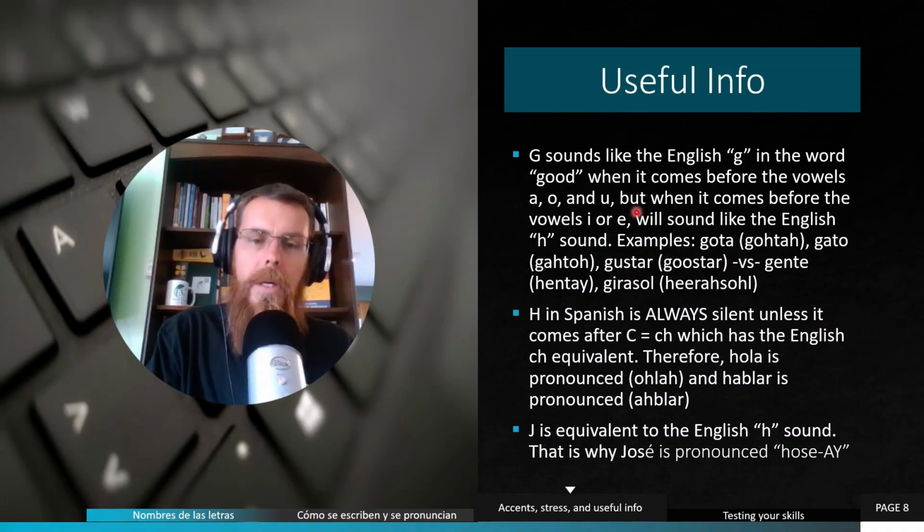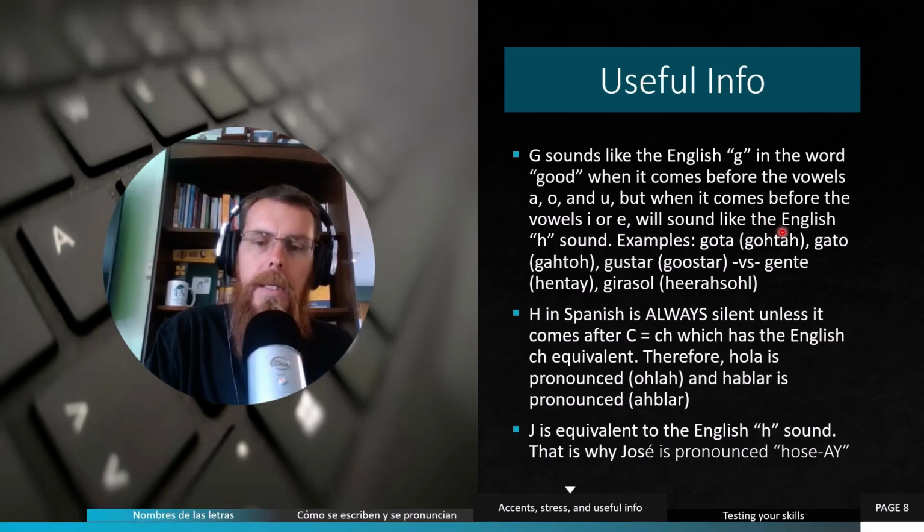G will make the G sound in front of an A, O, or U. And then it'll sound like an English H in front of an I or an E. The examples are gata, gato, gustar versus gente, girasol.